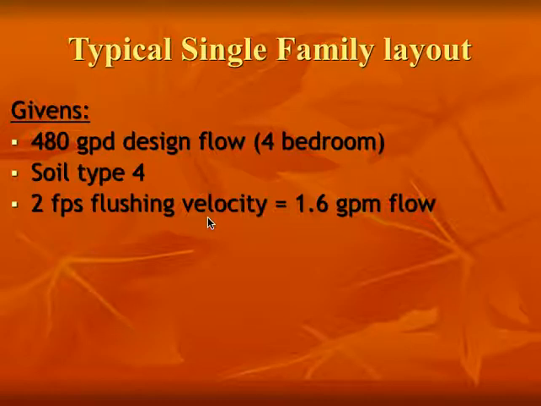We'll do a typical single family layout. Our givens for this design, we're going to do a 4-bedroom at 480 gallons a day. We're going to design the system for soil type 4, and between these two functions, that's going to determine how many emitters that we need to have. And then regardless of the number of laterals, each lateral will have a 2 foot per second flushing velocity.